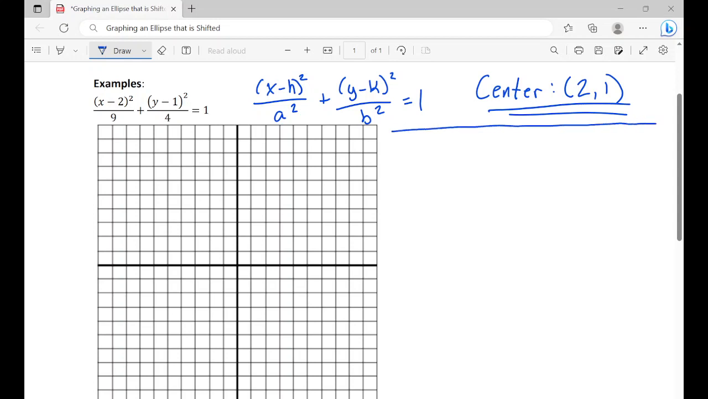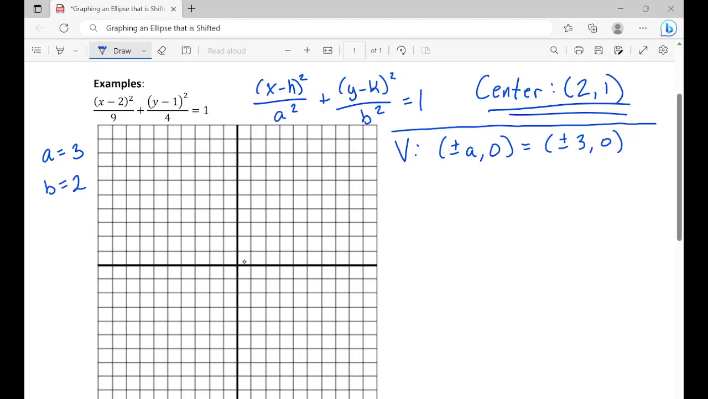So let's move on to the vertices. V for vertices. Now we know when it's centered at the origin, it's just plus or minus a, 0. And a in this case is the square root of 9, so a equals 3, and b is the square root of 4, so b equals 2. So normally the vertices would be at plus or minus 3, 0. But remember, we have shifted.